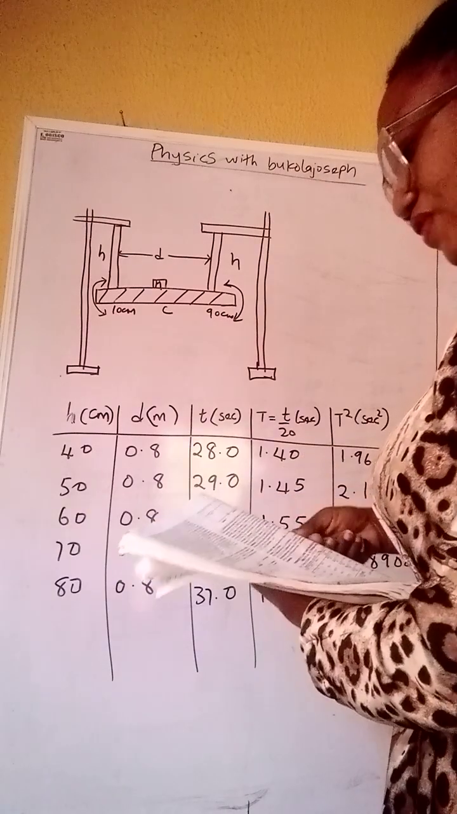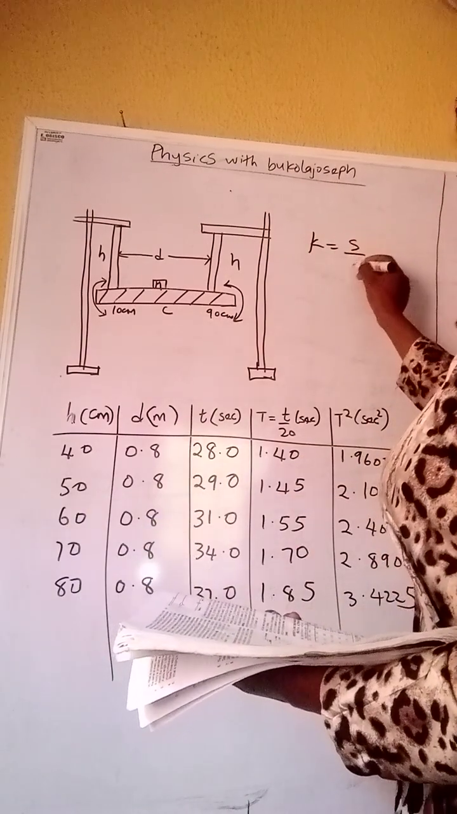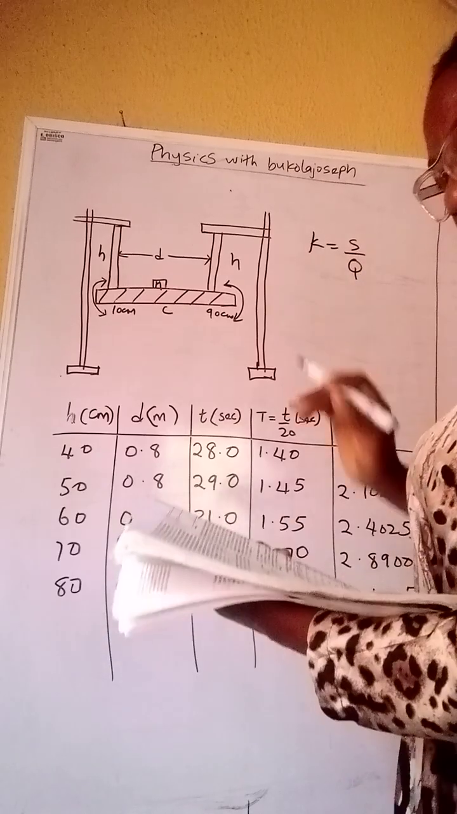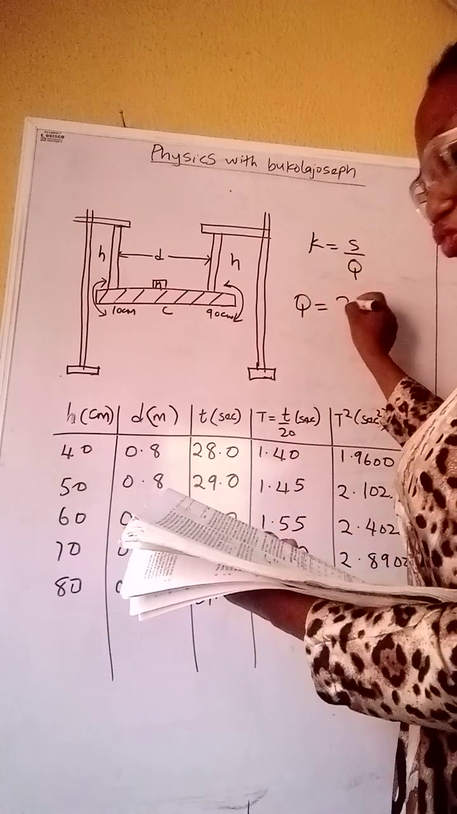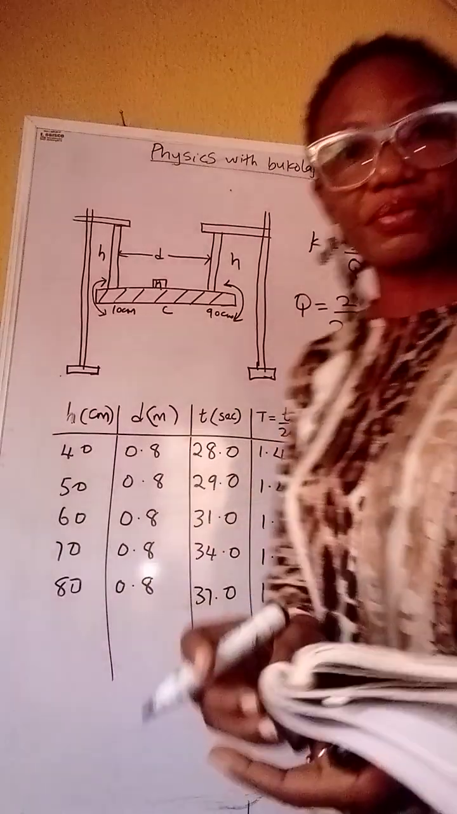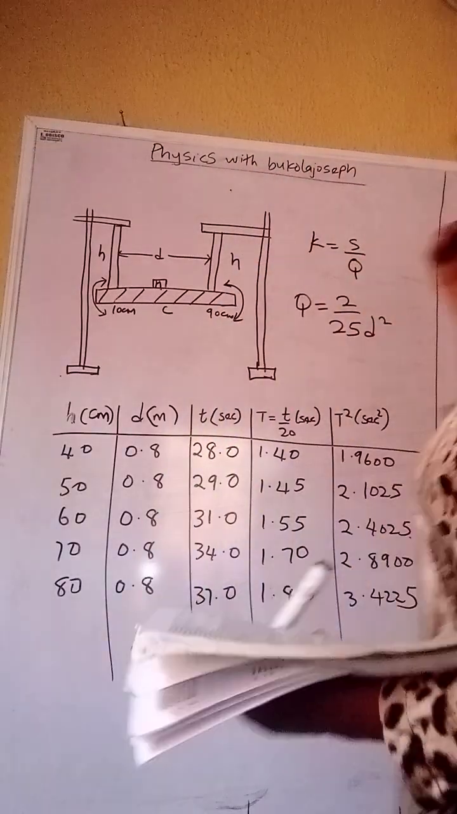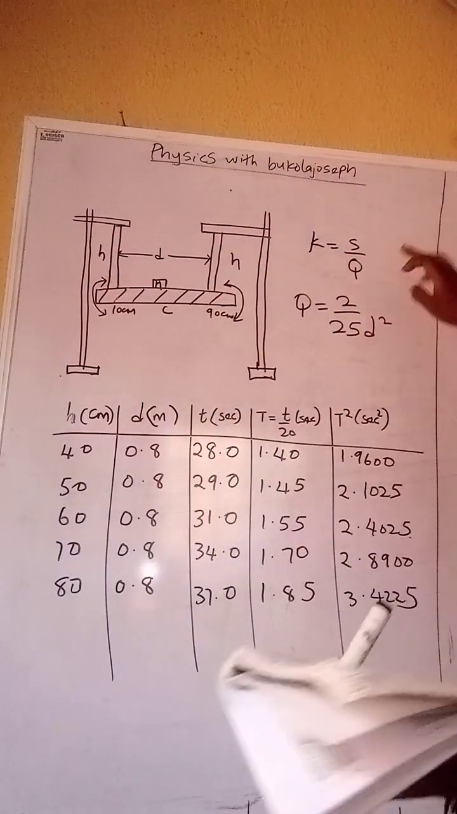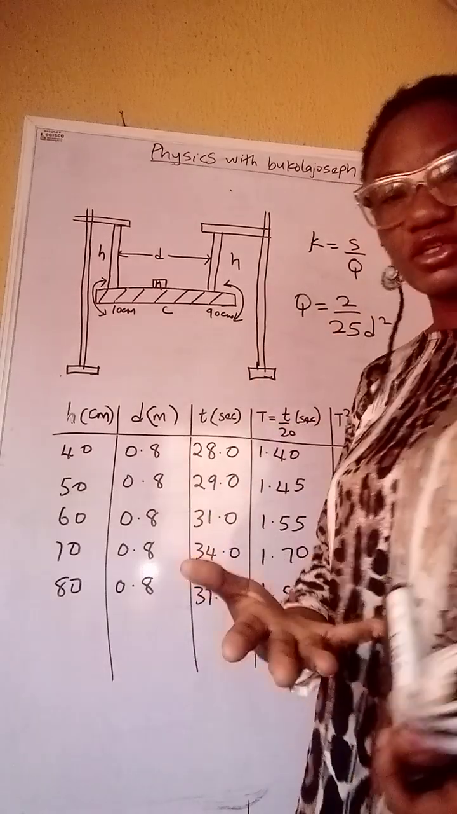Okay, let's do this. It says evaluate k is equal to s all over q, and it now says where q is equal to 2 all over 25 d square. I'm not saying they will repeat this evaluation. Take note. So we have this on the board. Of course you know that s is your slope. You know how to find slope.